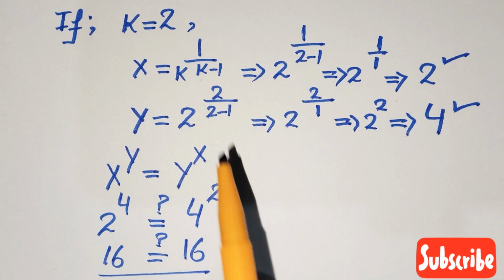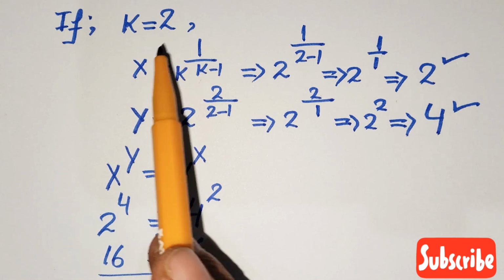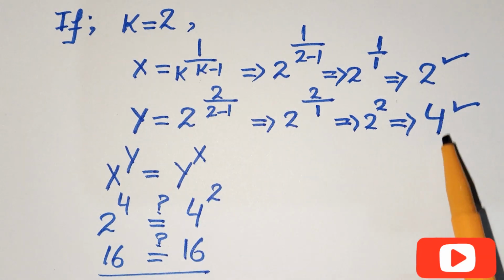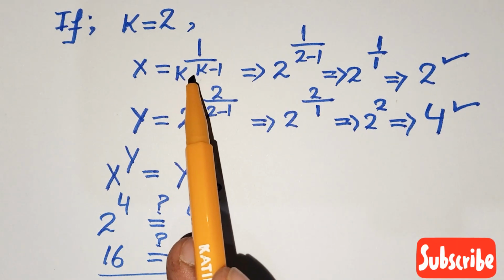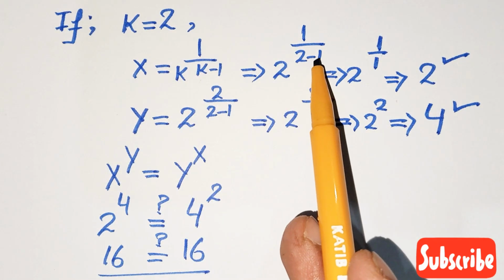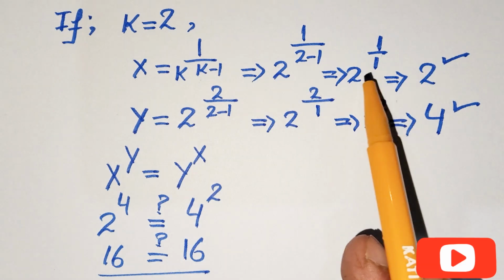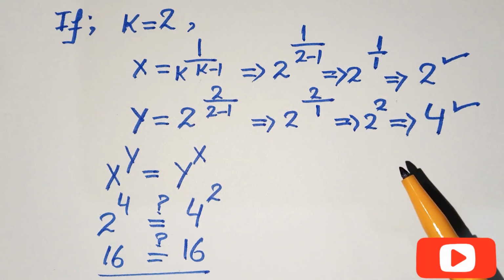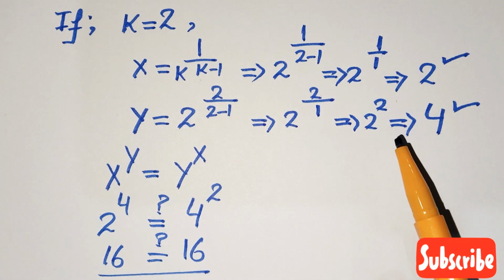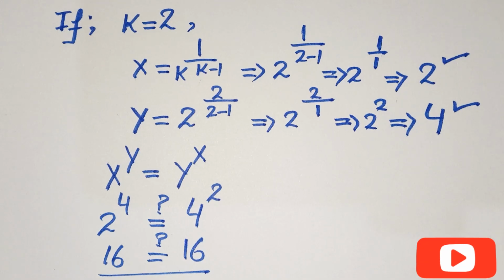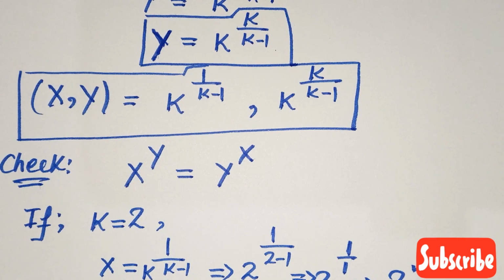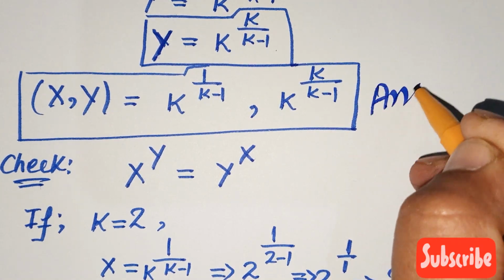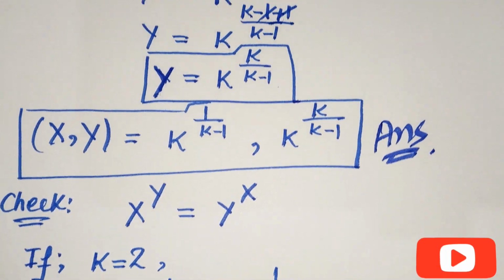We can also put the value of k as 3. By putting the value of k as 3, we get the same result: 3 raised to power 1 over 3 minus 1. 3 minus 1 is 2, and here the square root of 3 is obtained. So here we get the same result. We can put any value for k. Now it is our final solution, so checking our result, it is our final result for the values of x and y.